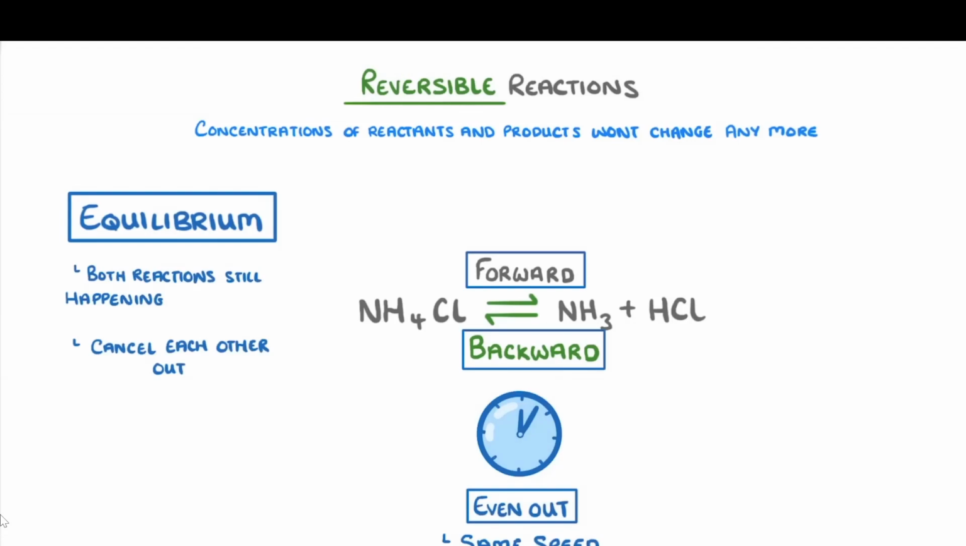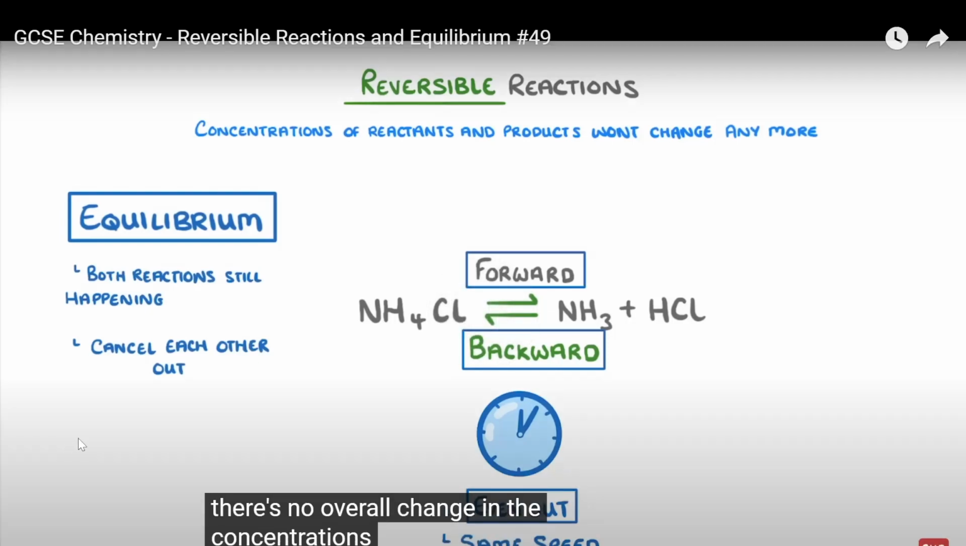Of course, in reality, the molecules are still breaking down and reforming, but because they do so at the same rate, there's no overall change in the concentrations. Concentration is an example of what type of property? Macroscopic. Concentration is a macroscopic property.